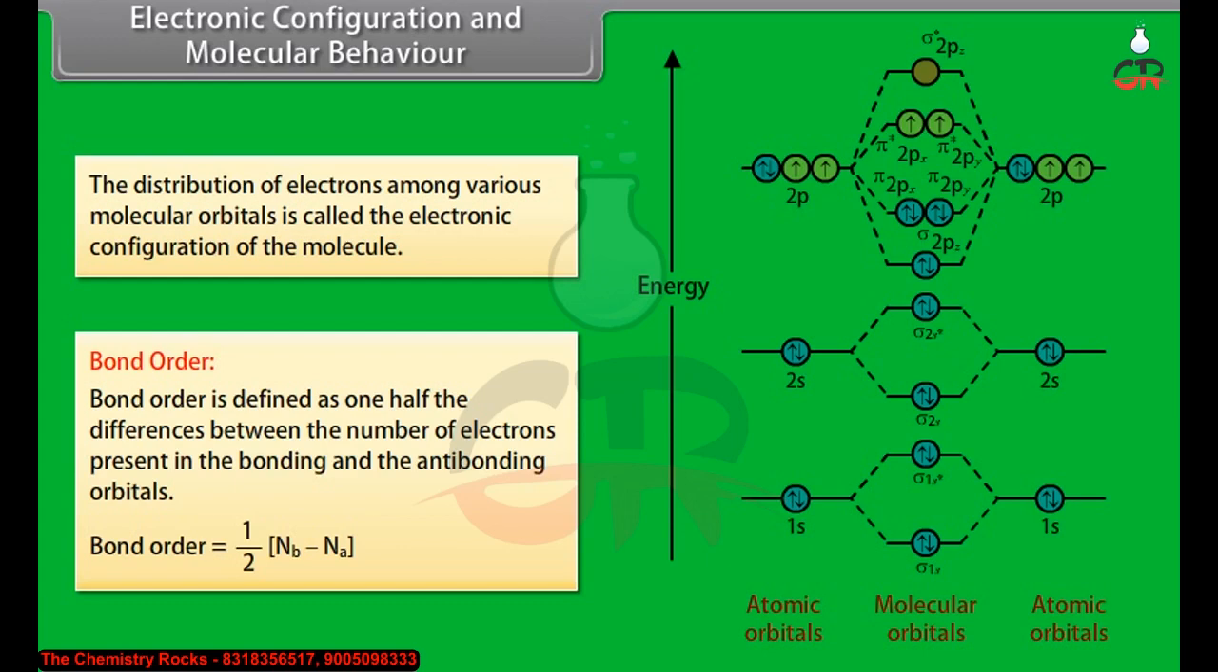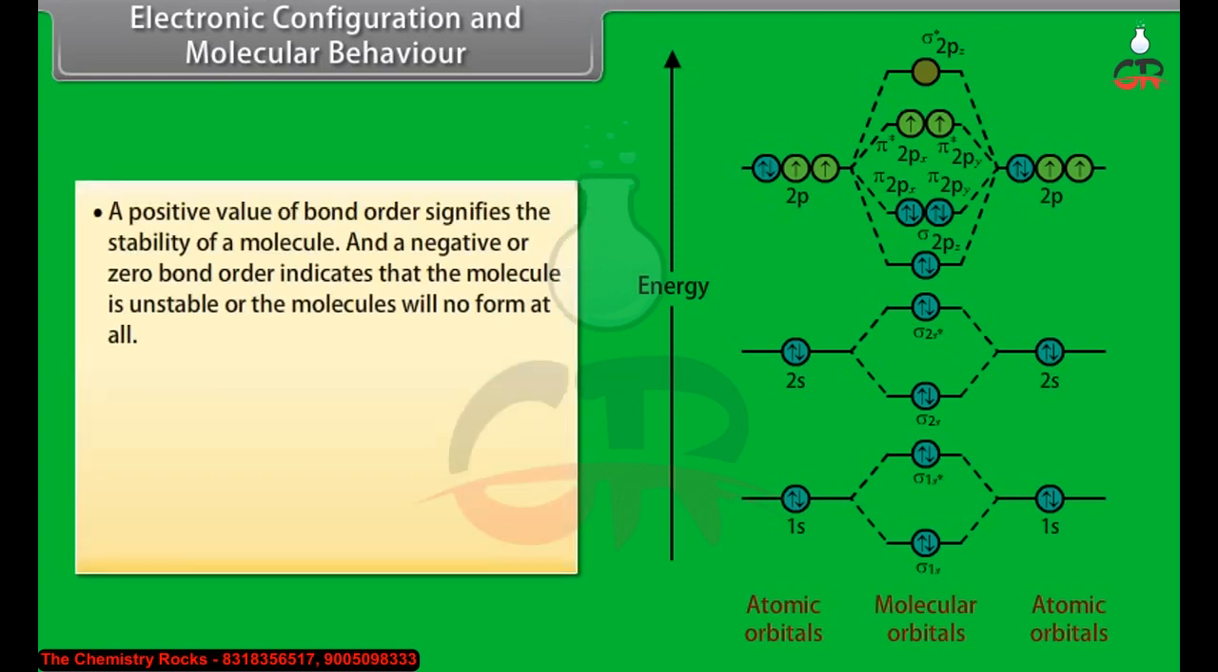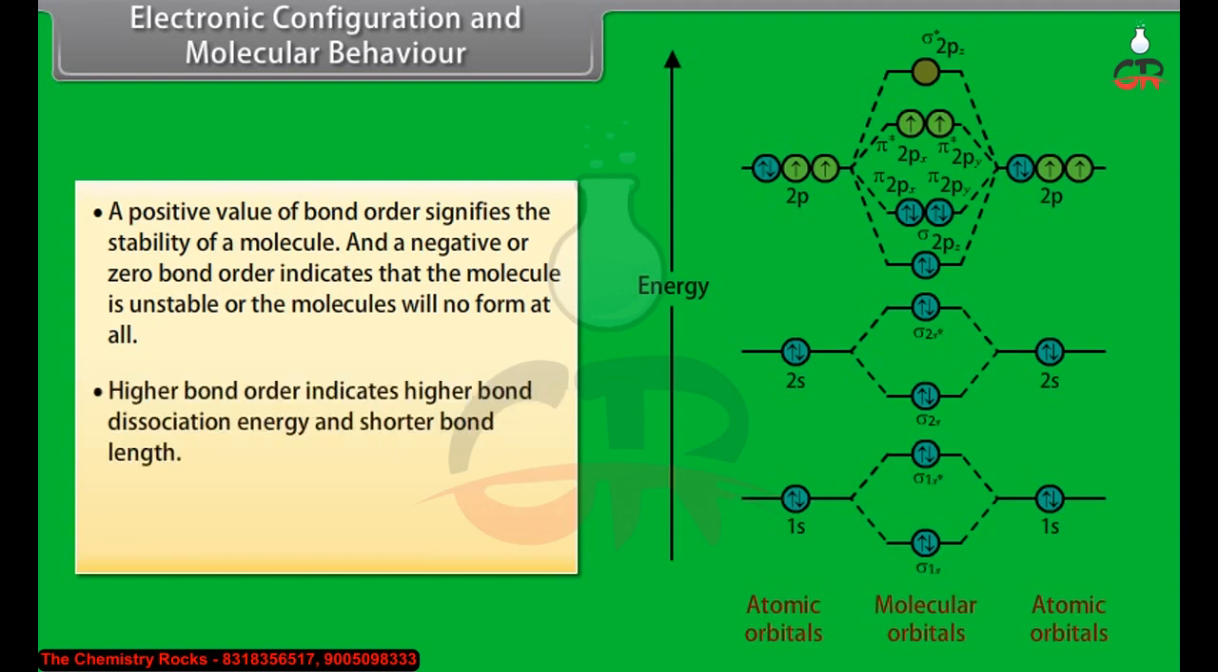Bond order is defined as 1/2 the difference between the number of electrons present in the bonding and the anti-bonding orbitals. A positive value of bond order signifies the stability of a molecule, and a negative or zero bond order indicates that the molecule is unstable or the molecule will not form at all. Higher bond order indicates higher bond dissociation energy and shorter bond length. Bond order indicates the number of covalent bonds in the molecule.